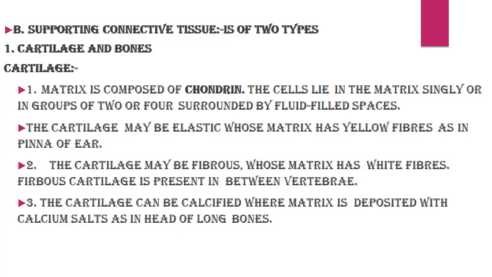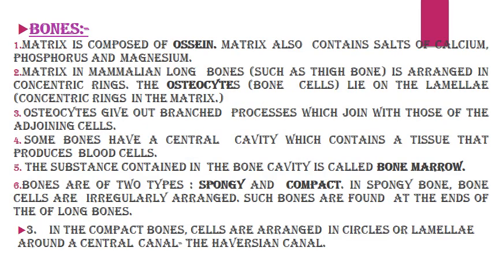The cartilage can be calcified where matrix is deposited with calcium salt as in head of long bones. Matrix is composed of ossein. Matrix also contains salt of calcium, phosphorus and magnesium. Matrix in mammalian long bones such as thigh bone is arranged in concentric rings. The osteocytes, bone cells, lie on the lamellae.